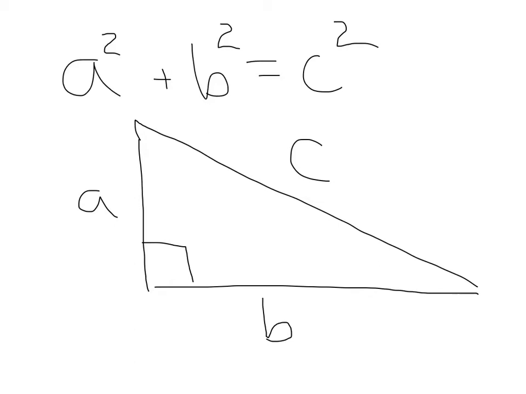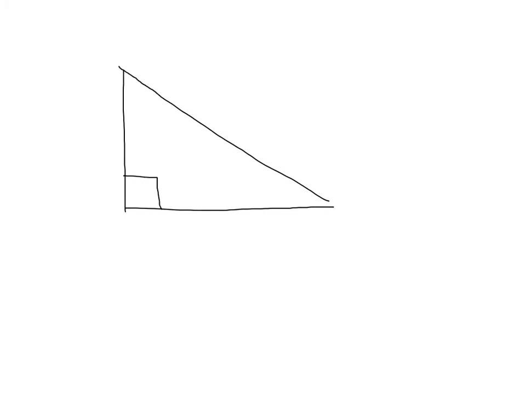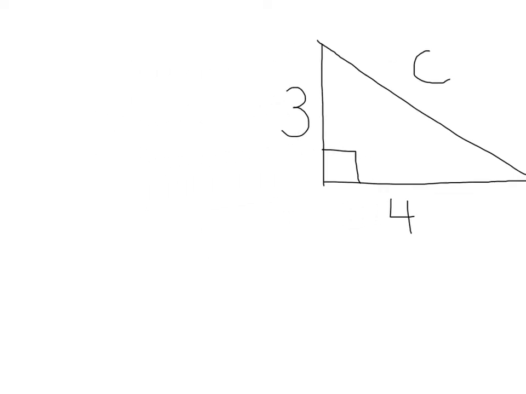So let's do a quick problem with the Pythagorean theorem. Let's take a triangle like this, and it's a right triangle, and let's just assume that this short side is 3 and this side is 4, and we're really trying to figure out what this third side is. So let's do it.